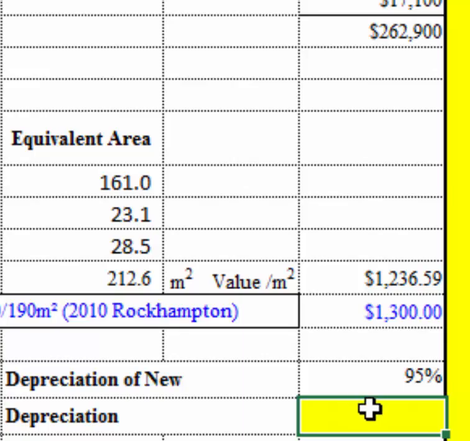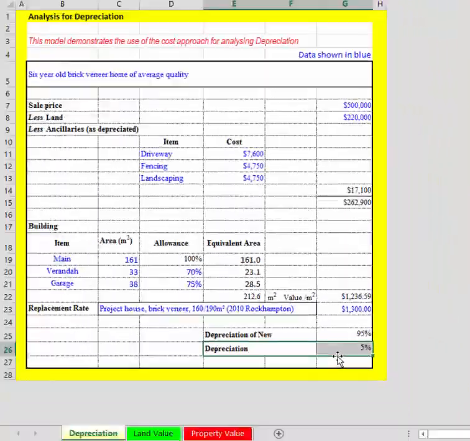From that, I can work out how much the building has lost in value. I can simply subtract 0.95 or 95% from 1, and that will tell me that I've got depreciation of 5%. Too easy. Let's move now to how we can use this to calculate our property value.